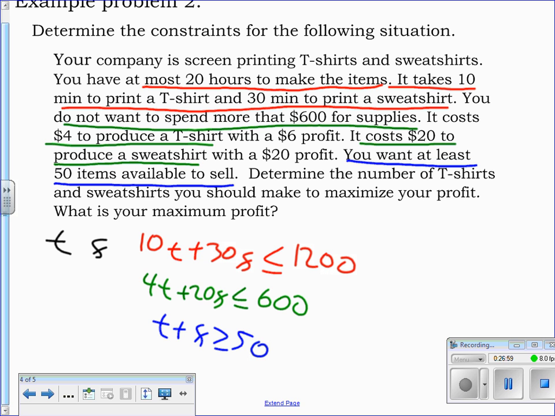What am I almost always trying to maximize? Profit. That's the name of the game, right? You're in business, you're trying to do something. What do you want to do? You want to maximize profit. So I make profit by selling t-shirts and selling sweatshirts. The thing I'm trying to maximize is my profit, and I make $6 per t-shirt, and I make $20 per sweatshirt.